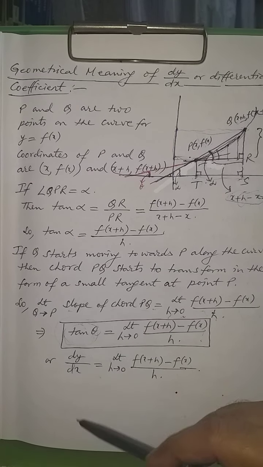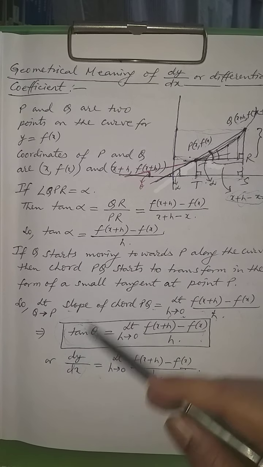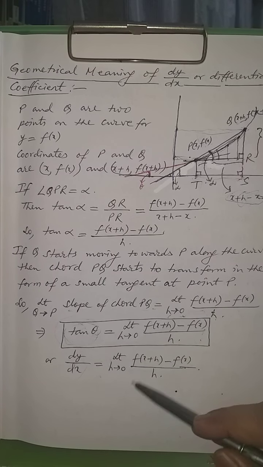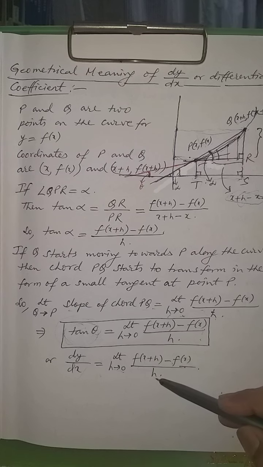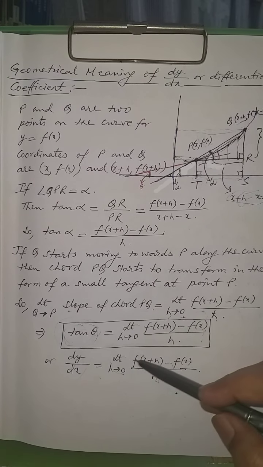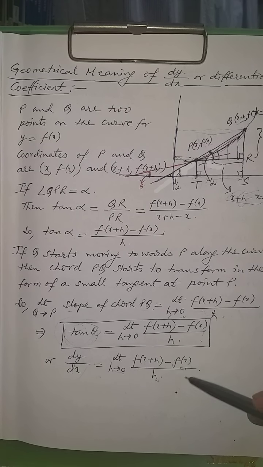Once again I repeat, this tan theta is representing dy by dx at point P, and the basic formula for finding it is limit h tends to 0, (f(x plus h) minus f(x)) divided by h. We will use this formula further and I will explain how it is used. I hope the point is clear. Thank you.